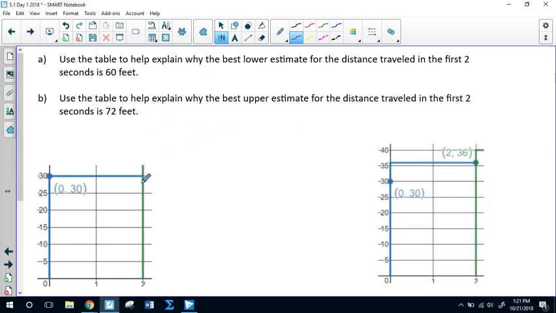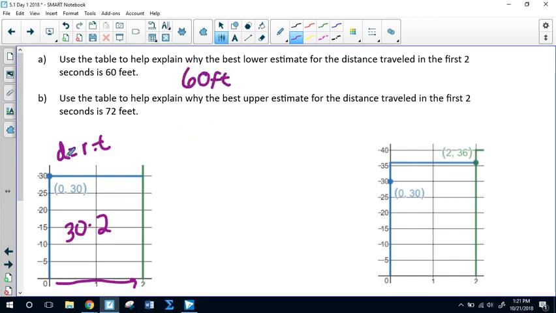We're going to start by making it very simple and looking at our first two rectangles. So the first interval is from 0 to 2. Again, we're going to remember distance equals rate times time. The time interval here is 2. And one way we could look at it is to say, oh, at time equals 0, I've measured the speed to be 30. So my rate would have been 30 and my time would have been 2. That means I would have traveled 60 feet.